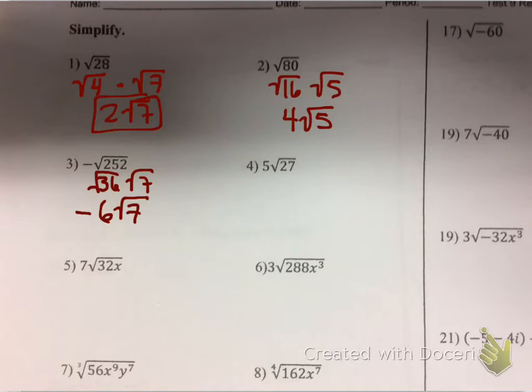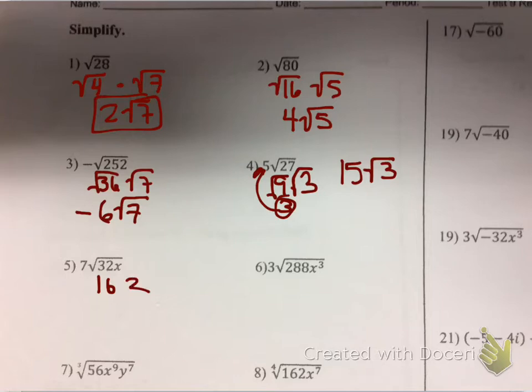Here, 27 would be 9 and 3, so square root of 9 is 3. This 3 needs to multiply this 5, so 5 times 3 is 15, square root of 3. 32 would be 16 and 2. Square root of 16 is 4, and then so I would say 4 times 7 is 28, with a 2 left over, and then there's just one x, so it just stays in there, okay, because it has to be pairs.